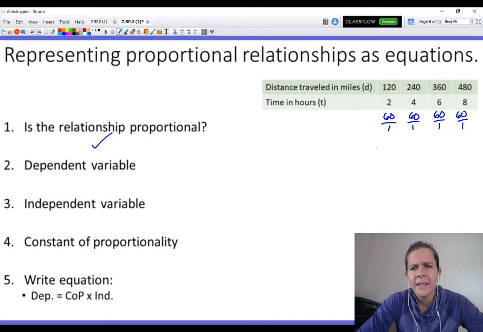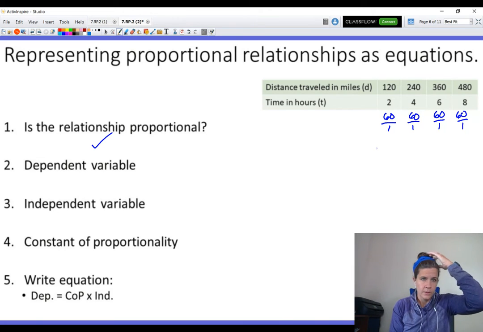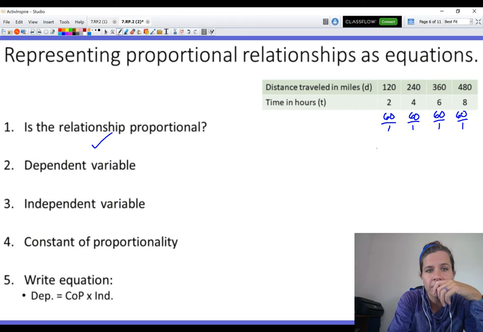Well, let's see. The dependent and independent variables. So if I'm driving at a constant speed, here it would be 60 miles in 1 hour. If I'm driving at a constant speed, then the distance that I travel is going to be dependent on how long I drive. So the dependent variable would be the distance, and the independent variable would be time.